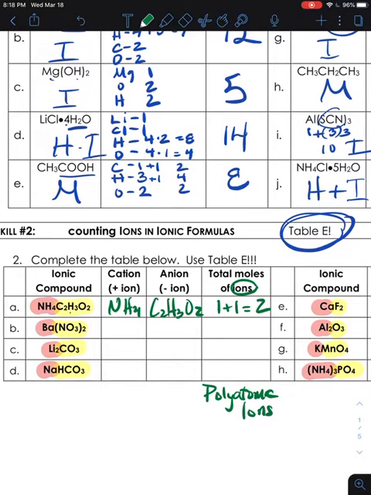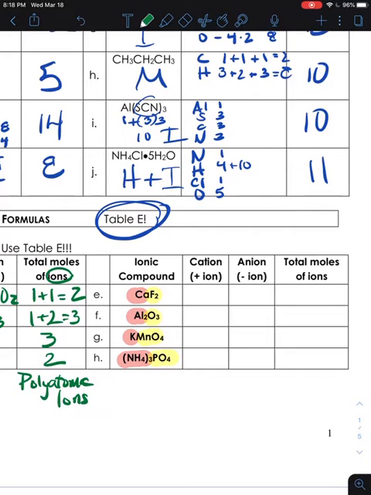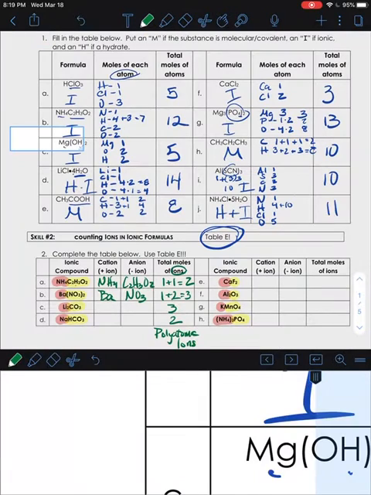In this case, you have barium and a nitrate. And you have 2 nitrates, so 1 plus 2 equals 3. And as you go along, make sure that you're paying attention to those coefficients that are behind or next to the ion.